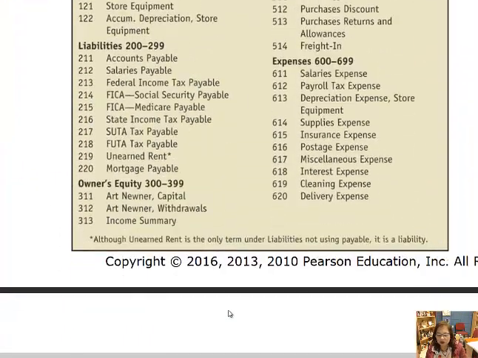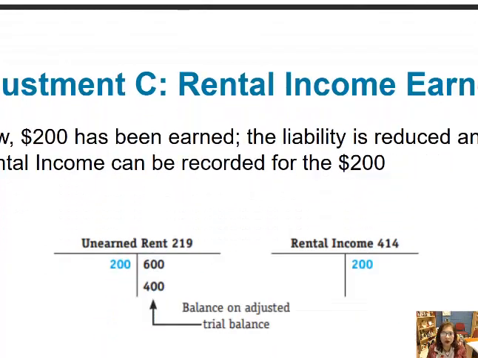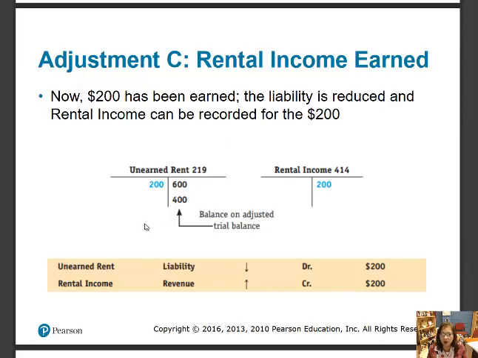Okay, so we're going to see then the rental income again that was earned. Now $200 has been earned. So what we do is, for unearned rent, we debit the unearned rent, right? And then we credit the rental income, reducing the amount of money that we have for the unearned rent that they paid us in advance, and adding it to the rental income that we're going to be putting in for this month. Okay.